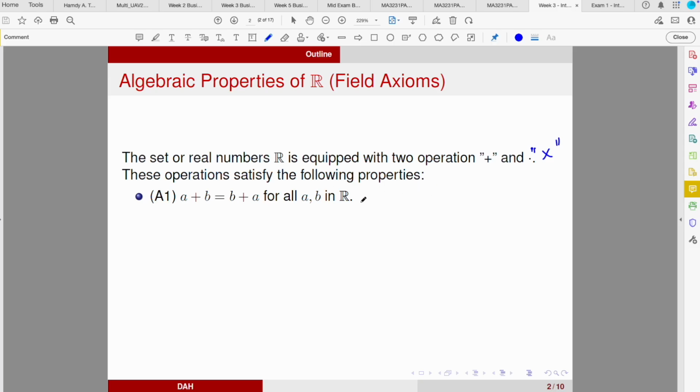This operation satisfies the following properties. At least this one is similar. First, if you add two real numbers, a plus b equals b plus a. This is an axiom, a property that already exists in this set. So you cannot ask why.